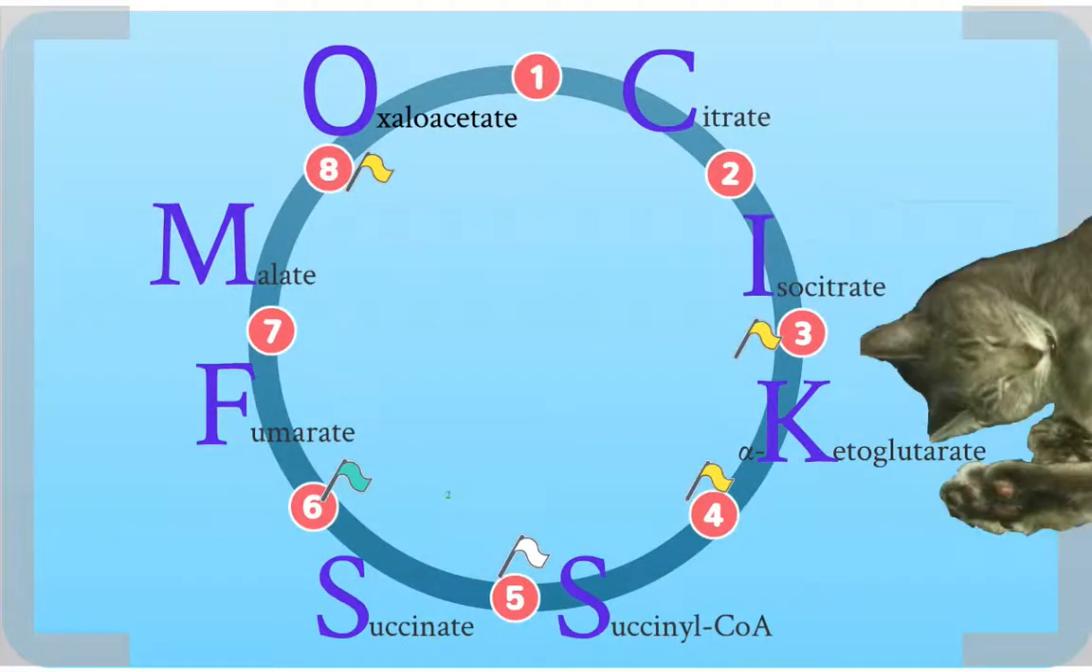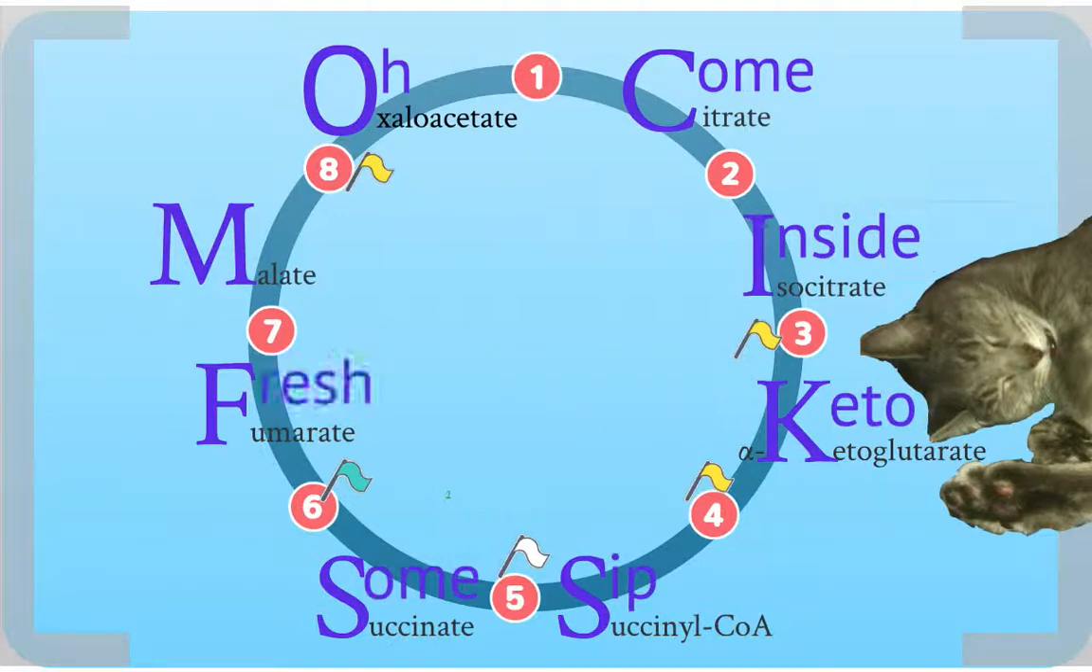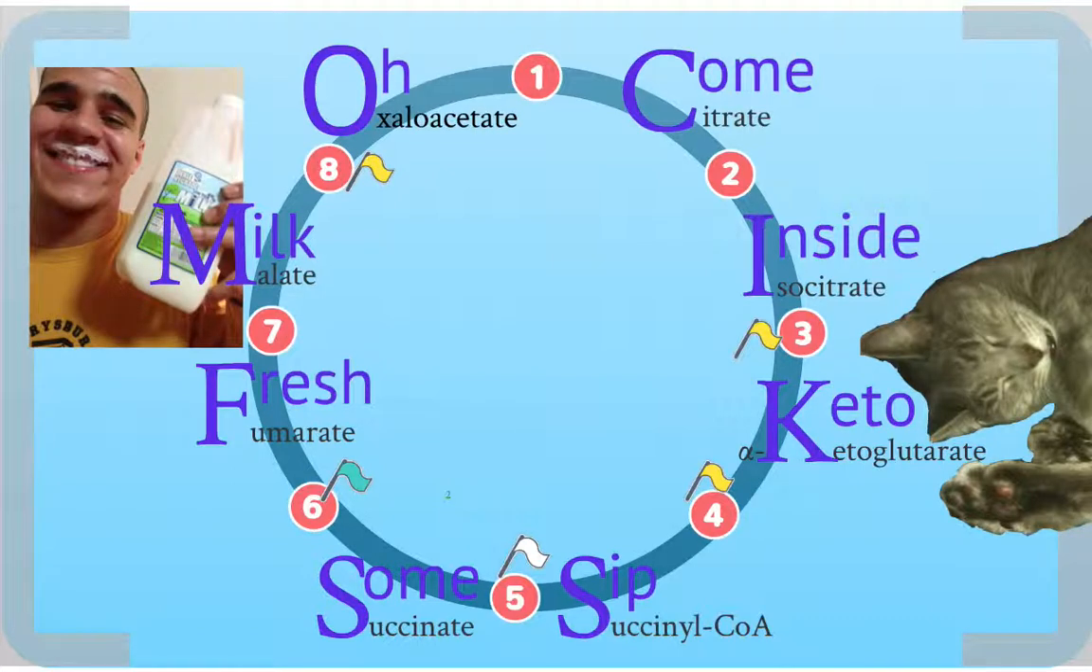My mnemonic helps me remember the order of the TCA substrates, starting with oxaloacetate. Oh, come inside, keto. Sip some fresh milk. Remember, we have 2 acetyl-CoA, so go around one more time, Jackson. Oh, come inside, keto. Sip some fresh milk.